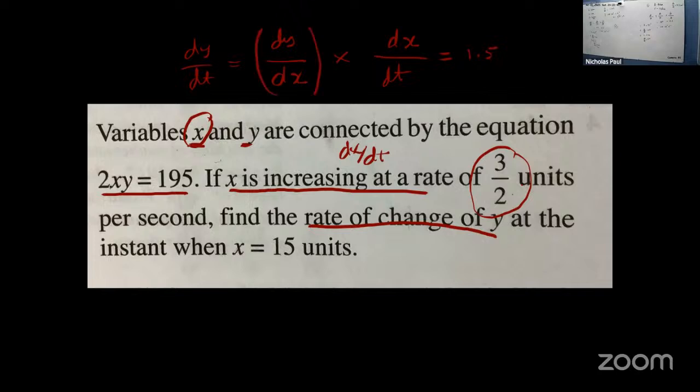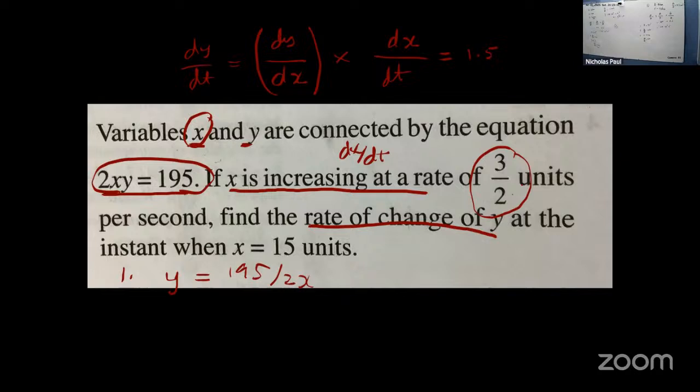I gave you 3 steps. Number 1, get the equation y in terms of x. That's okay? So you're taking this equation here and you're making y the subject. So you're going to get y is 195 on 2x. Some of you are not seeing that. Okay? You have to get an equation.